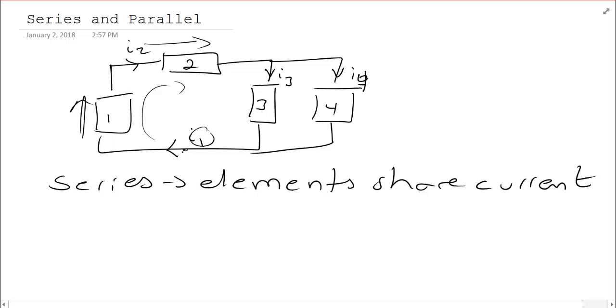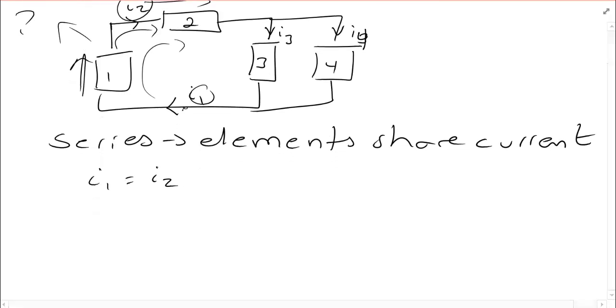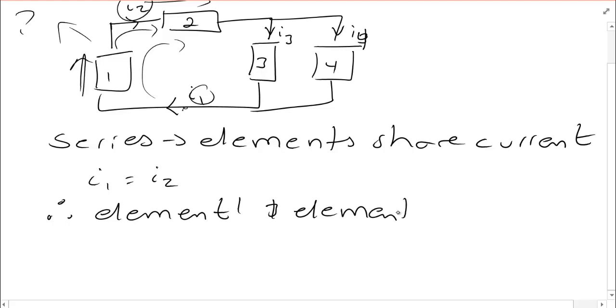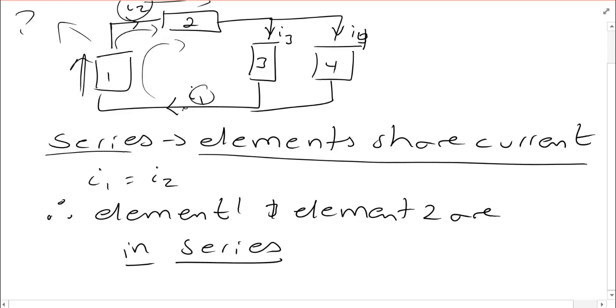So although I've labeled them as I1 and I2, in reality, because I cannot create current or destroy it, and similarly, there's nowhere else for I1 to go. It can't escape the circuit. It has to stay in this loop here. I say that I1 is equal to I2. So therefore, element 1 and element 2 are in series. This is a definition. And once again, in series, elements share current.